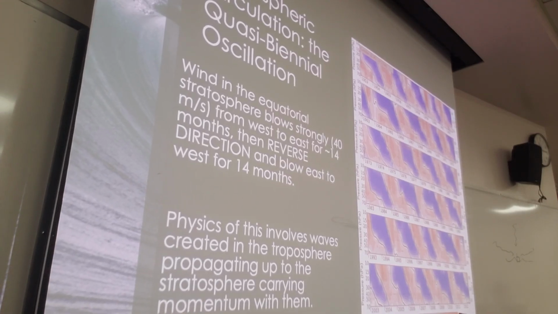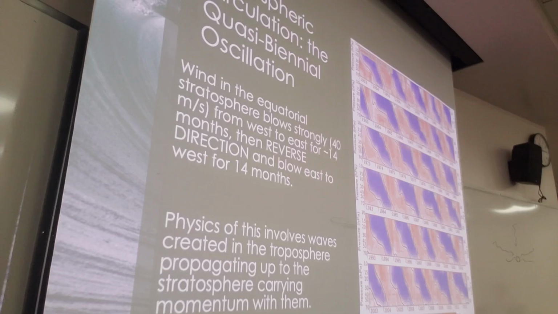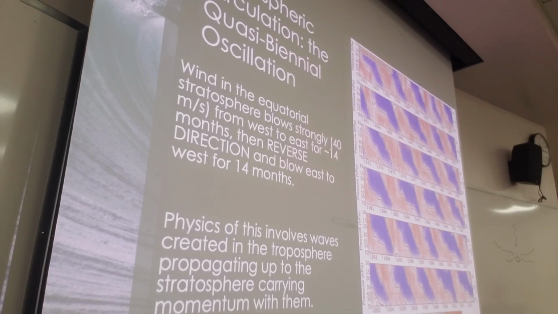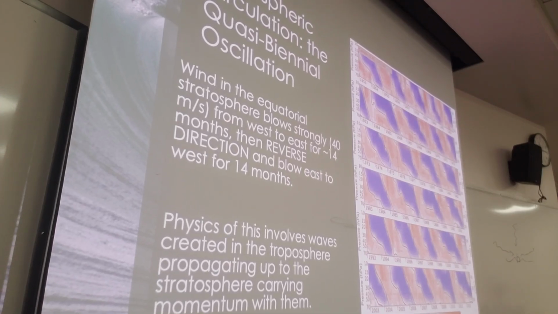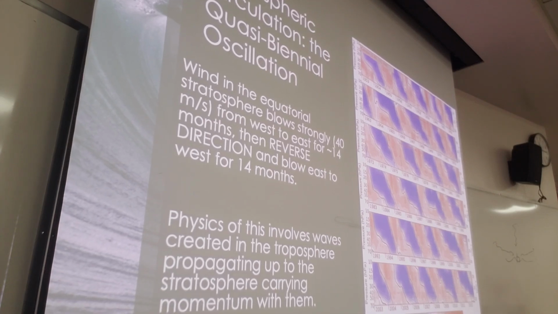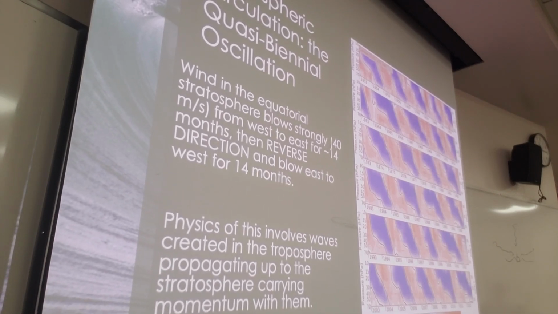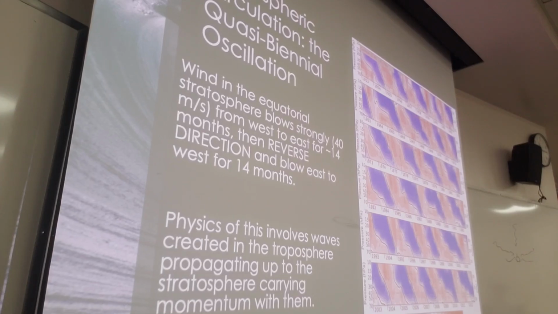And this is all in meters per second. So the darkest red colors are 40 meters per second wind blowing towards the east, and the darkest blue colors are 40 meters per second blowing towards the west. And the amazing thing that should jump out is that it goes red, blue in this alternating pattern.